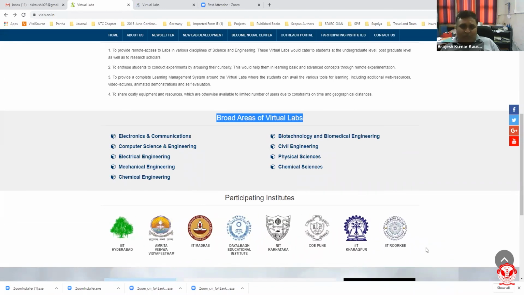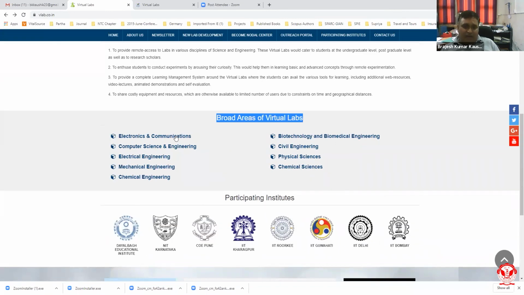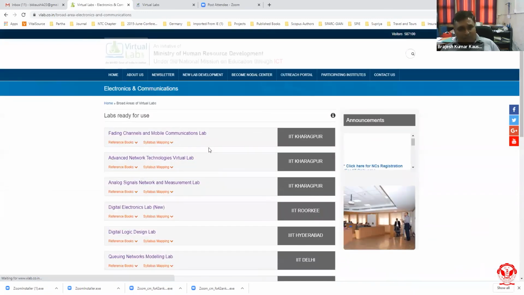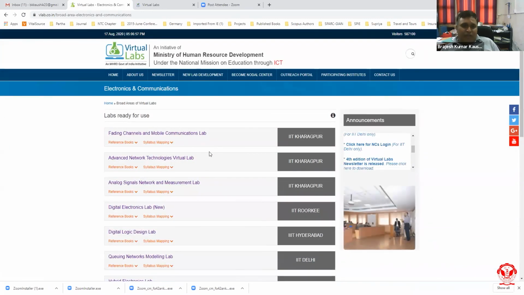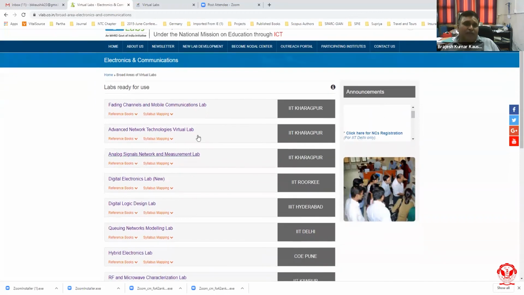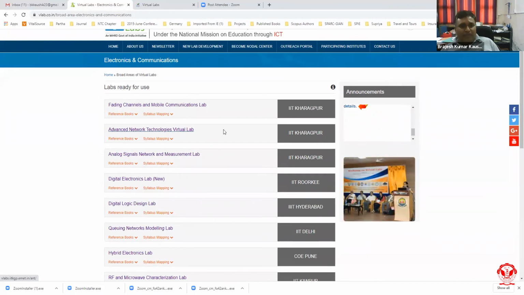So as informed by the RGPV community, in fact they are more interested in electronics and communication. So this is how you can go to electronics and communication by clicking it. And then you can see the labs which are ready, which you can use for your students as well as for yourself. The labs ready for use means the labs which have been tested properly, which can be used by the candidates.